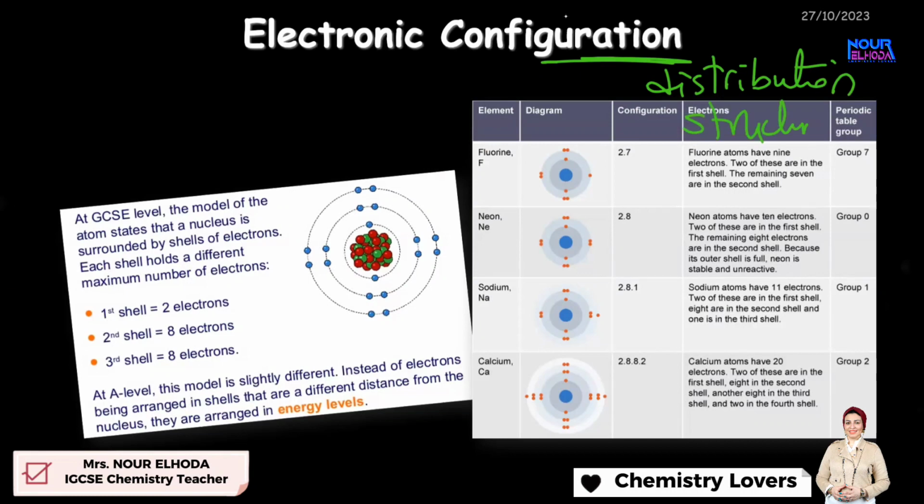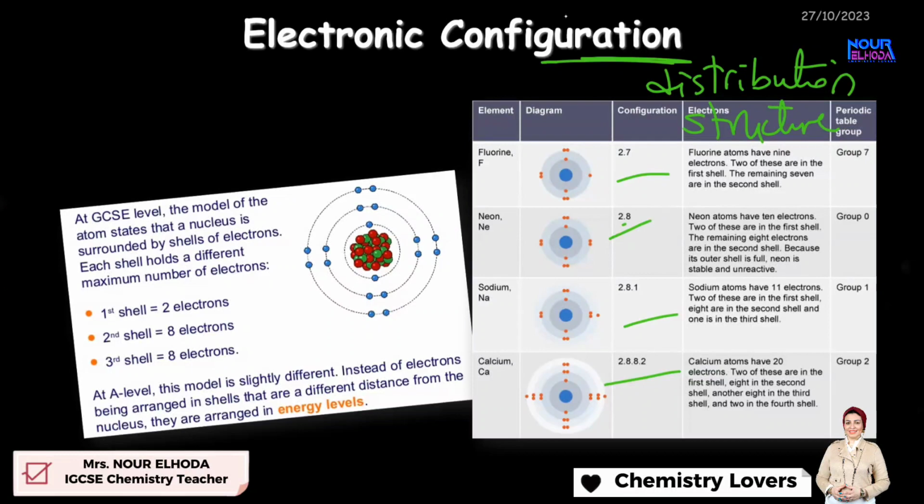Sometimes the students don't know what to do if I ask you to write the electronic configuration for sodium, or electronic distribution, or electronic structure. It means you will check how the electrons are distributed. To be honest, this configuration is not the advanced one. This is only for O levels.